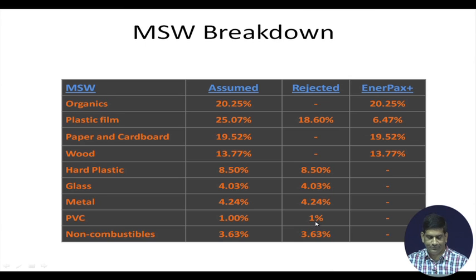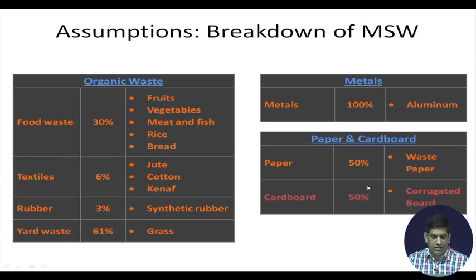either to recycling or, for example, glass and metal can be recycled. Even hard plastics like HDPE could potentially be recycled. But NRPAX doesn't use that; NRPAX only uses part of these. And what is there in the organic fraction of the waste? We had some food waste, textile, rubber, yard waste.